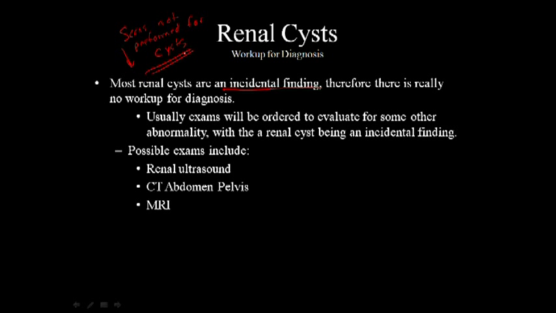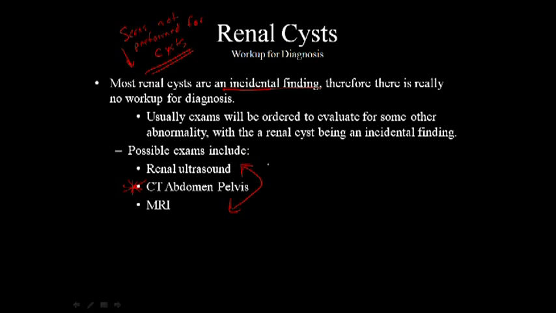Usually exams will be ordered to evaluate for some other abnormality, with the renal cyst being an incidental finding. Once again, make a note of that: incidental findings are usually what cysts fall into. Possible exams: usually you start off with the CT abdomen pelvis. If a cyst is discovered and there is some abnormality or some reason for concern, then the other two exams will be utilized.